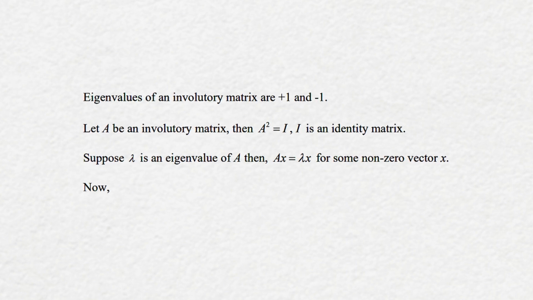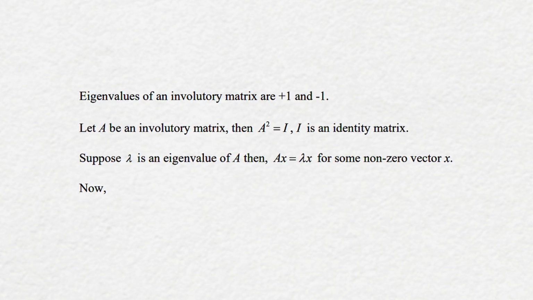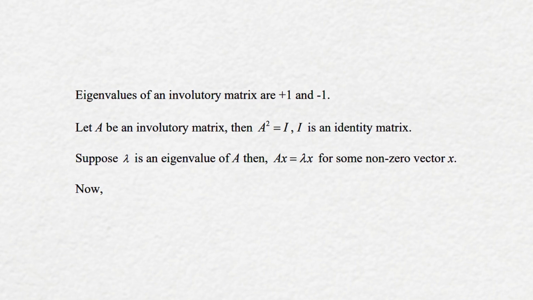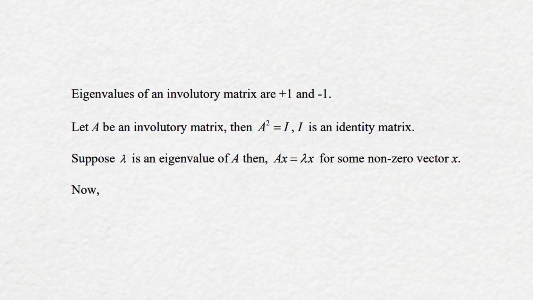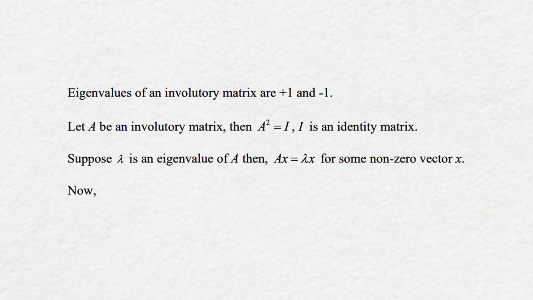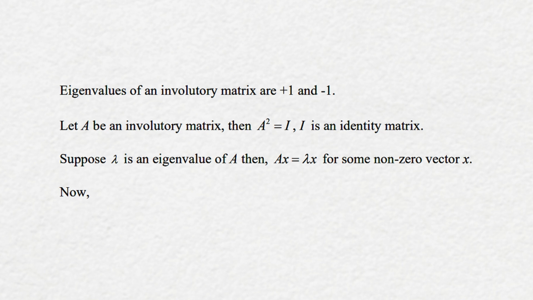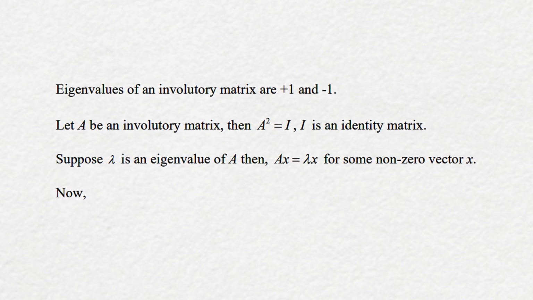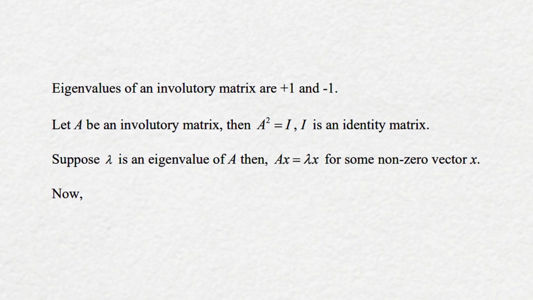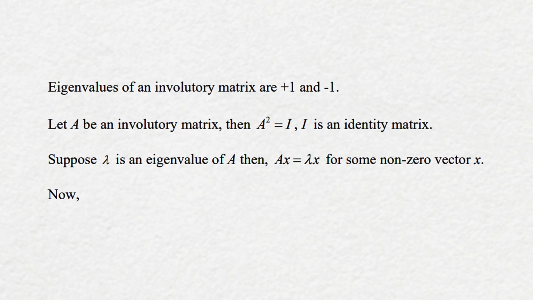Now, let us see result 8. The eigenvalues of an involutory matrix are plus or minus 1. So, what do you mean by an involutory matrix? Let A be an involutory matrix, that means A square equals identity. Already we have seen the idempotent matrix, that is A square equals A; here A square equals I. Now, we are going to prove this.